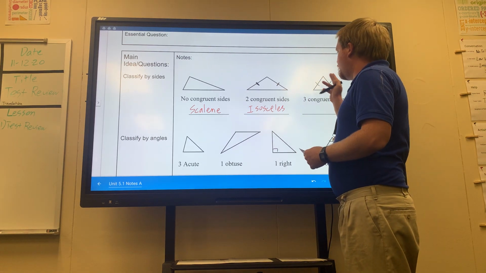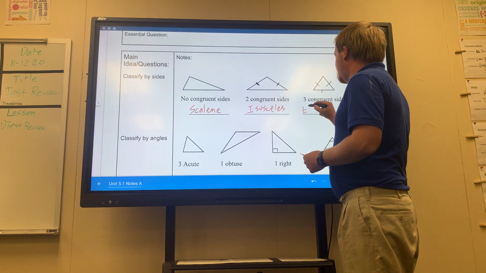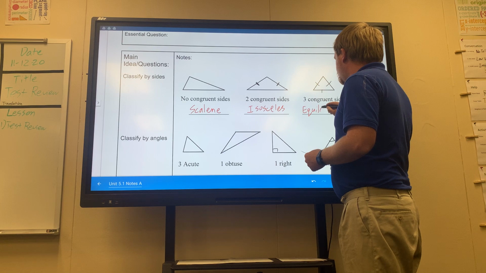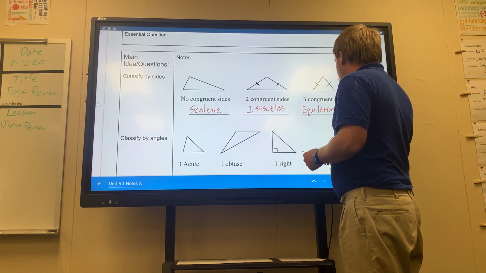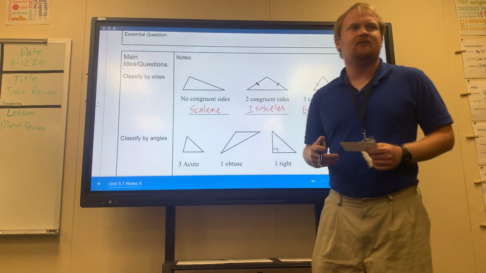Now, if all three sides of a triangle are equal to each other, you'll have an equilateral triangle. An equilateral triangle has all three sides congruent.